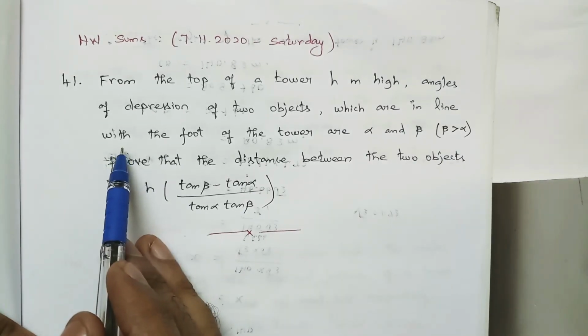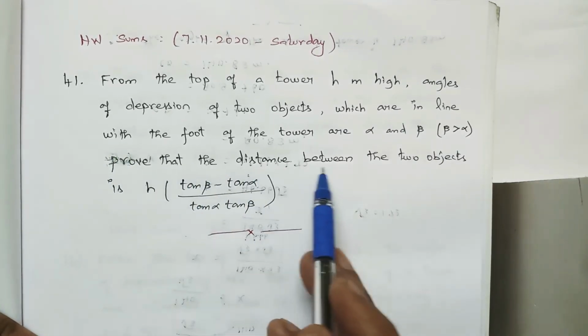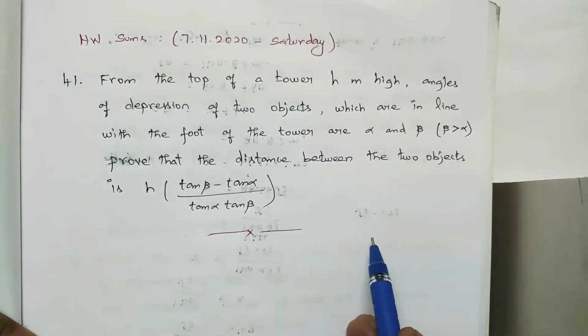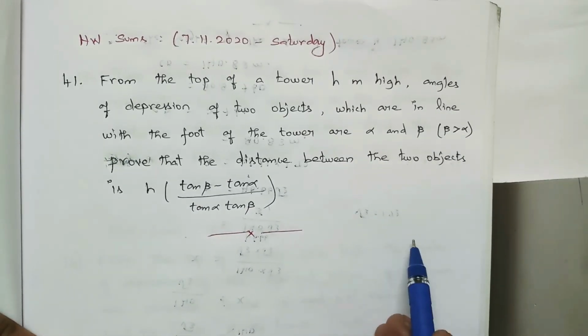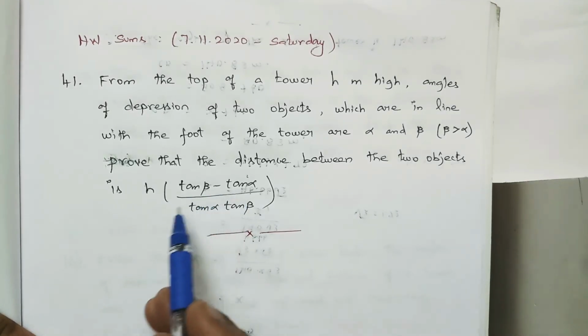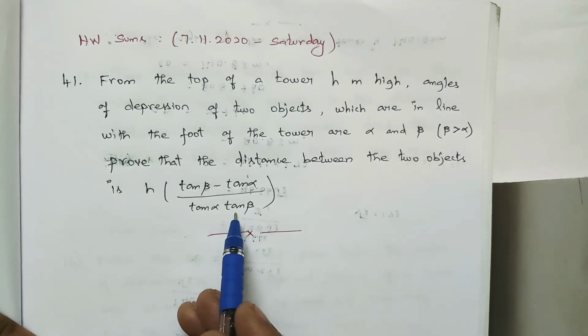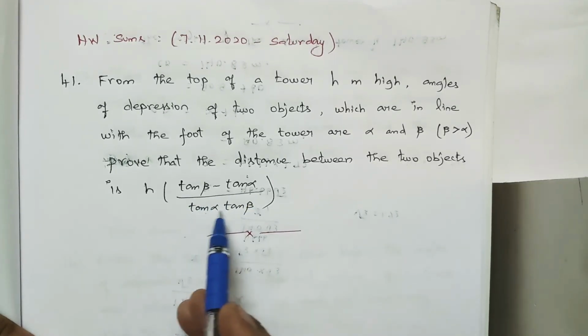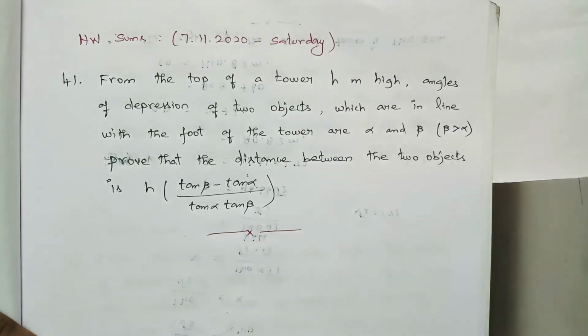Prove that the distance between the two objects. See, we have the diagram. The distance between the two objects is nothing but H into tan beta minus tan alpha divided by tan alpha into tan beta. Understood? That's all. Thank you.